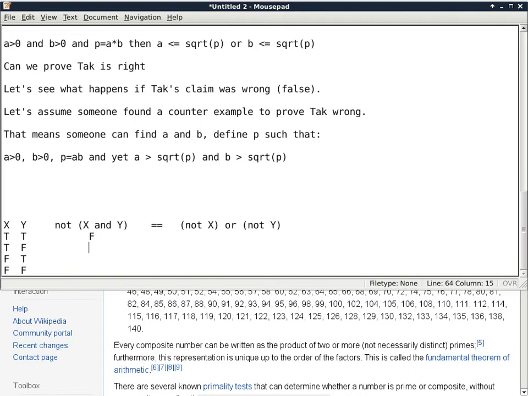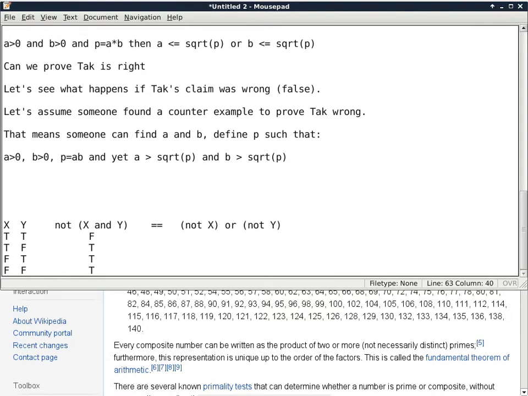And the next one has one of X and Y being false already. The conjunction has to be false, but the negation of false is true. And I can apply the same argument here, just flipping the two sides. If either side of a conjunction is false, obviously the conjunction has to be false, which means the negation of that has to be true. Okay, let's try the other column.